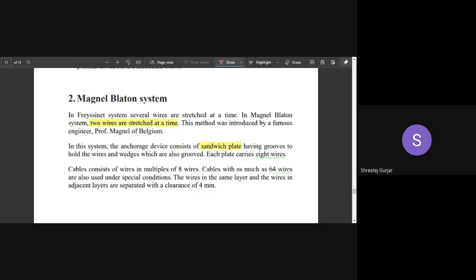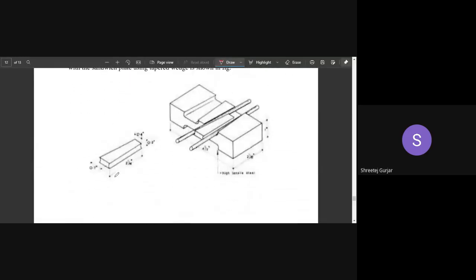In this system, the anchorage device consists of a sandwich plate having grooves to hold the wires, and wedges, which are also grooved. Each sandwich plate can hold two wires per groove, and totally it can hold around 8 wires. I will show an image, after seeing which you will have an understanding of how this system works.